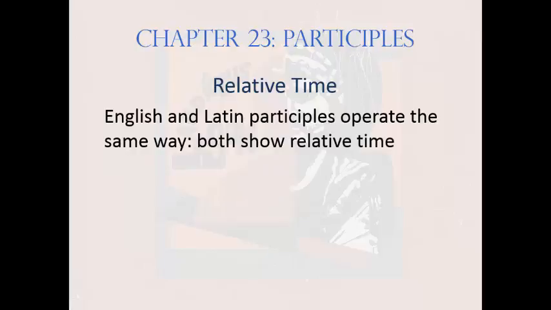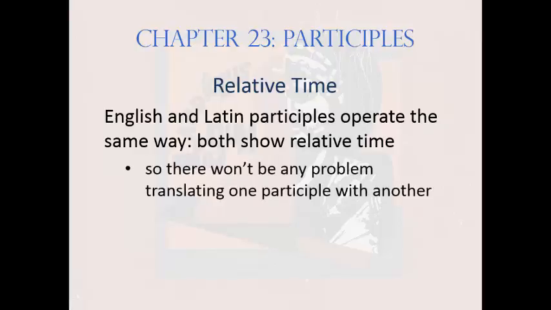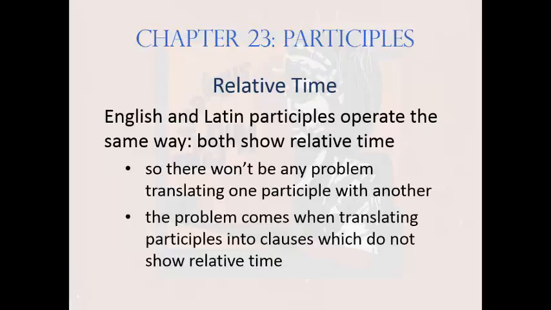An important thing to remember here is that English and Latin participles operate the same way. They both show relative time. So as long as you can translate a Latin participle with an English one, and for the most part in this chapter you'll be able to do that, there's no need to address the issues pertaining to relative time. Problems arise only when converting a participle or the like into a clause, that is, changing a form which shows relative time to one which shows absolute time.